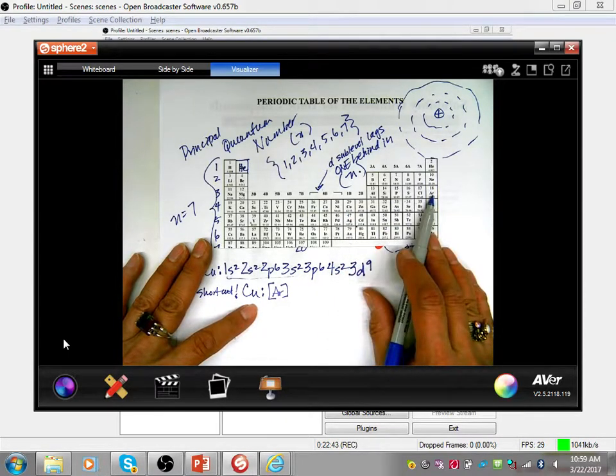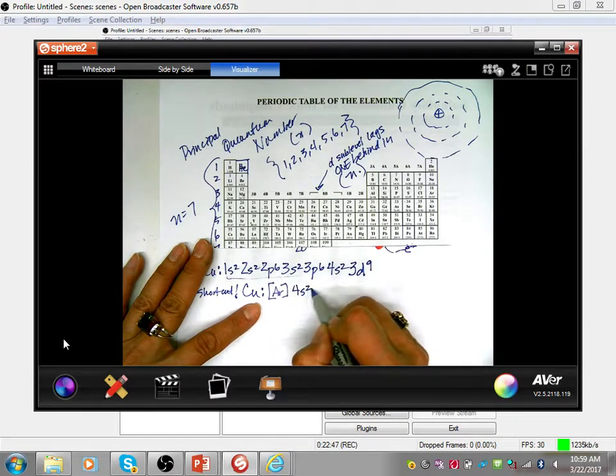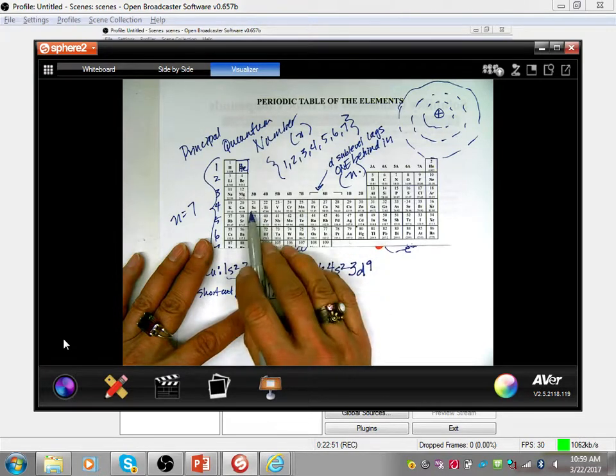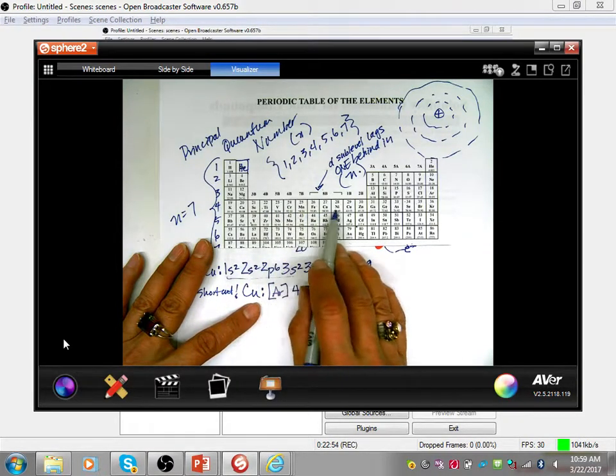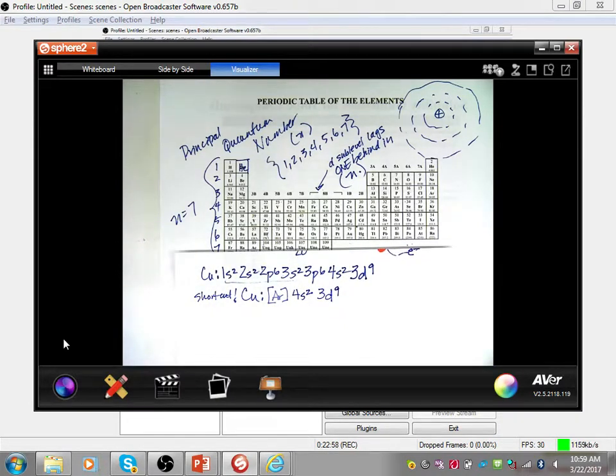So there's argon. So now I have to go down to 4s2, right? And then 3d, 1, 2, 3, 4, 5, 6, 7, 8, 9. So there's the shorthand electron configuration for copper.